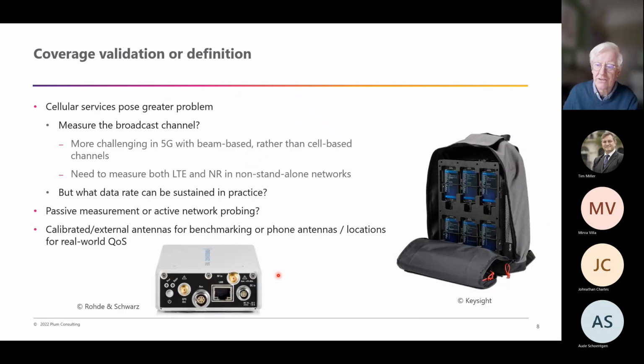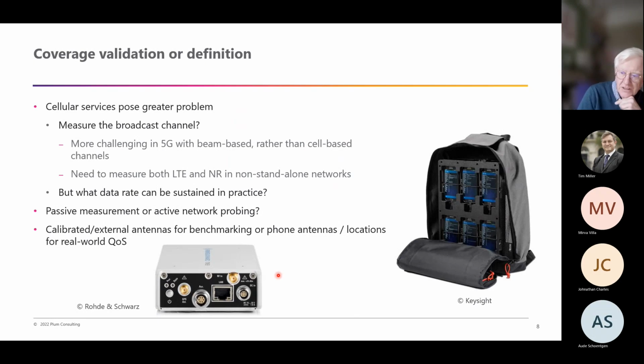Broadcast services are relatively straightforward because you're looking at a constant and well-defined transmitted signal. Validation of cellular systems is much harder. There is obviously a broadcast channel in all cellular systems designed for handsets entering a coverage area to be able to find and establish communication through the base station. So in systems of 2, 3, 4G, it's been relatively straightforward to grab hold of that broadcast channel and make measurements on it.